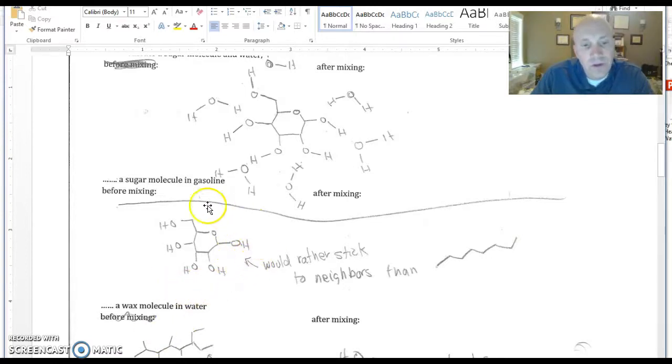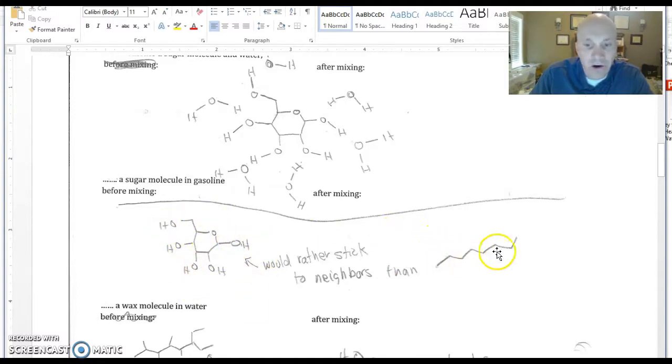Okay, so again, this is a sugar molecule, and remember what holds the sugar molecules together. It's the hydrogen bonding, all right? So there's all these OH bonds in it, and whenever you have those in molecules, they're going to be very sticky for each other, all right? Well, do we see anything about a gasoline molecule that would be sticky with a molecule like this?